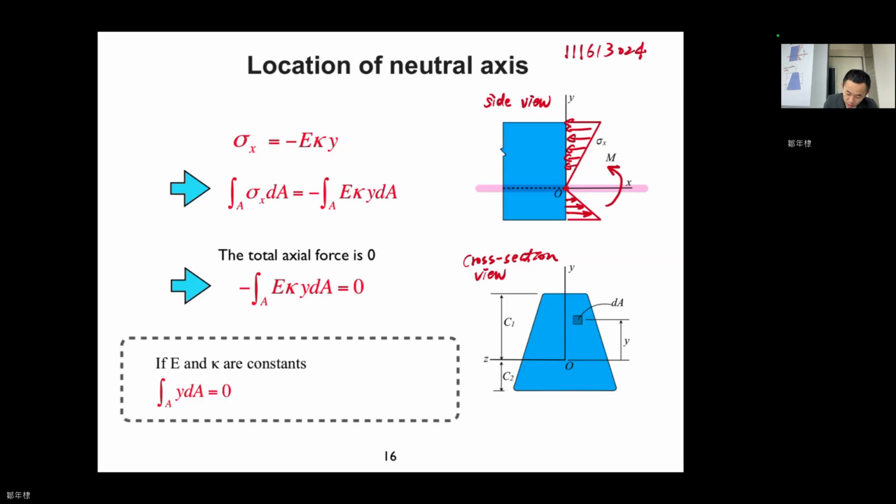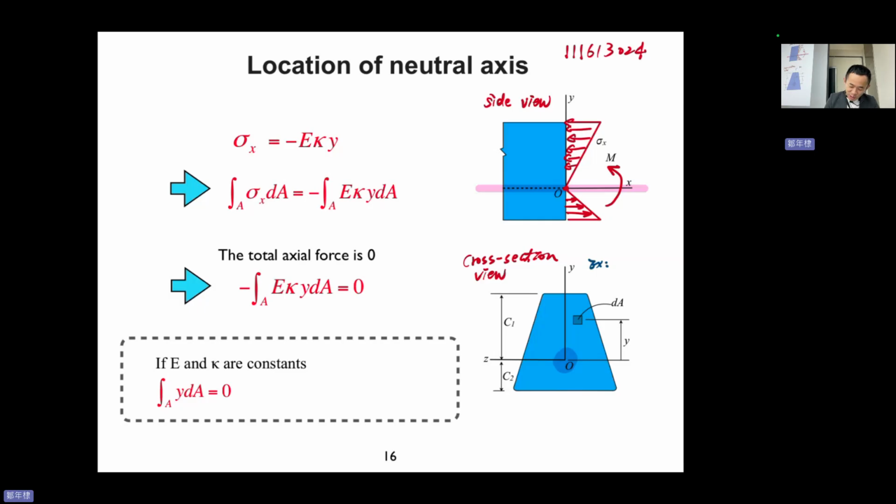Now, we see this cross-section O here as this one. So the axis actually goes through to you, toward you. And of course, this trapezoid is just an example.